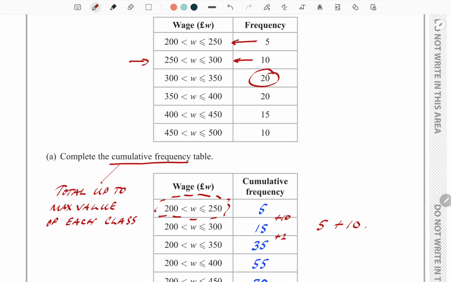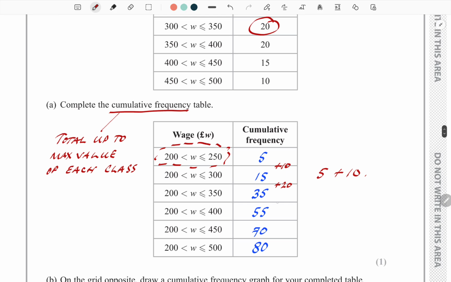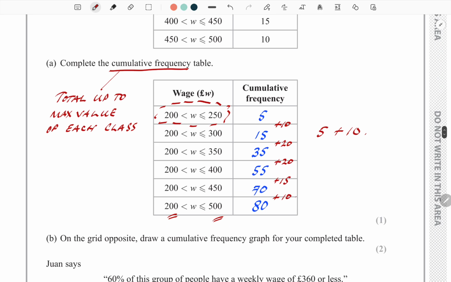And this one plus 20. This one plus 20 again. This one plus 15. And finally plus 10. So that's how they get added on each time. All right, that gives you a cumulative. So in our data table, all 80 people earn between 200 and 500. That's what a cumulative table means. All right, that's fairly simple.